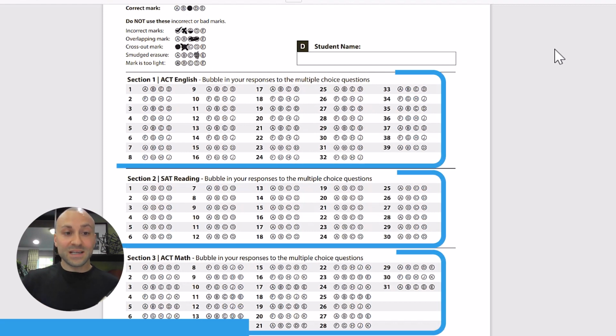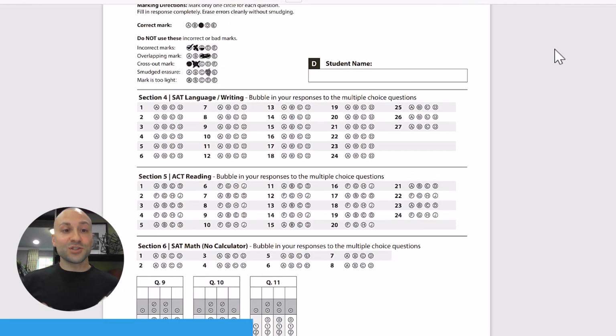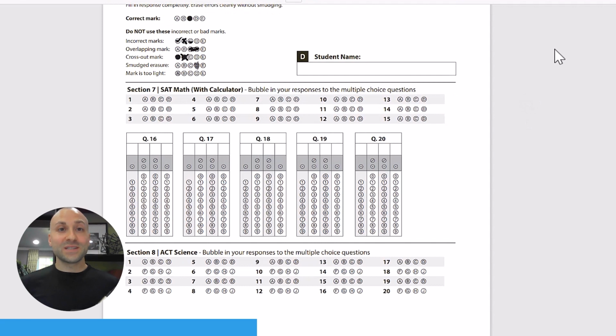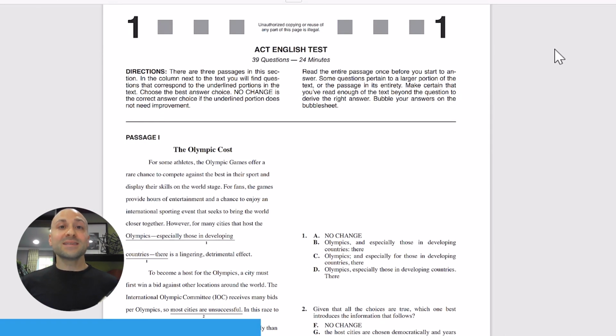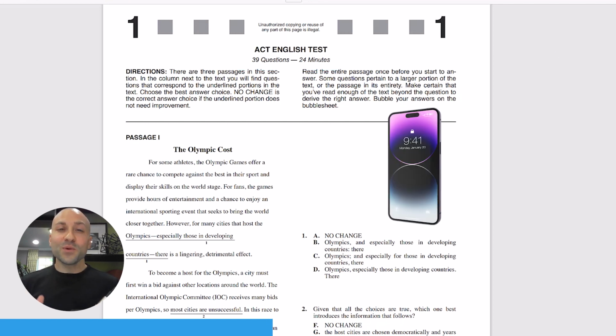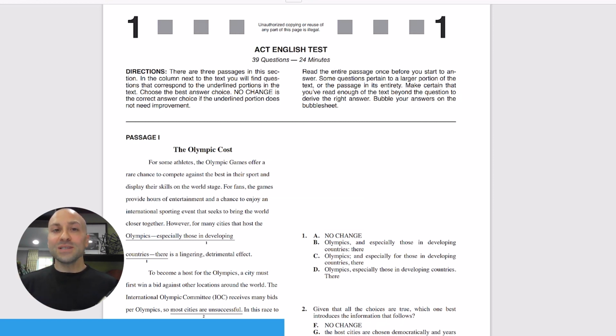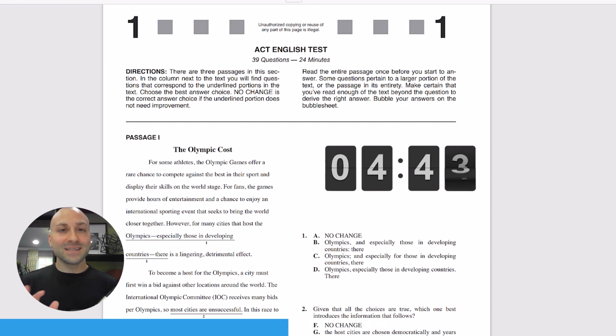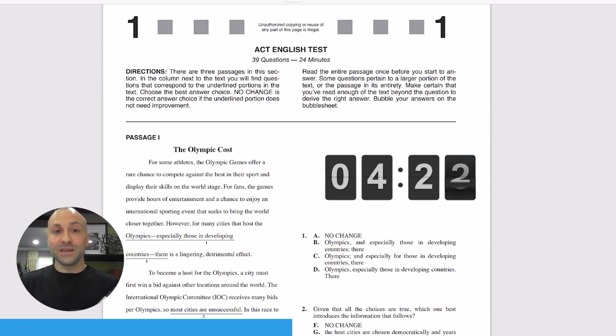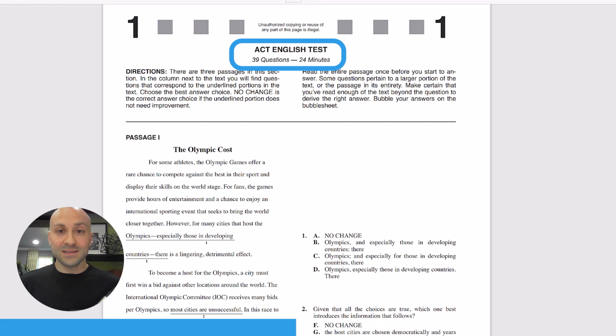The scantron that has sections 1 through 3, the scantron with sections 4 through 6, and the scantron with sections 7 and 8. And then we get into the actual test. So you'll notice at the top of each section, it'll tell you what time restraint you have there. So regardless what phone you have, if you're going to use that for your timer, I would recommend you have your phone in airplane mode, and then I would actually set the timer for 5 minutes less than the time that you're permitted. So for example, on the ACT English test, the first section of the diagnostic, it says 24 minutes.